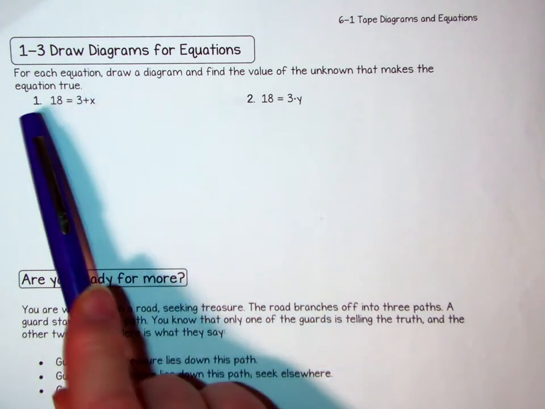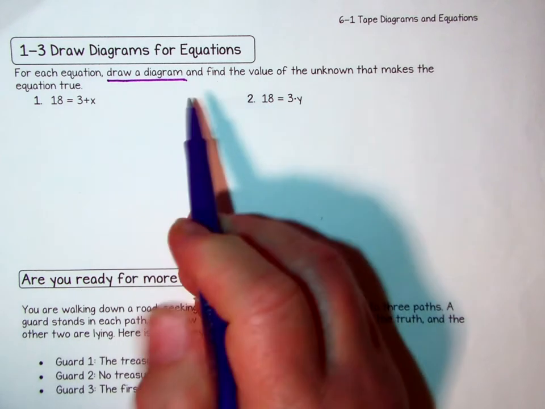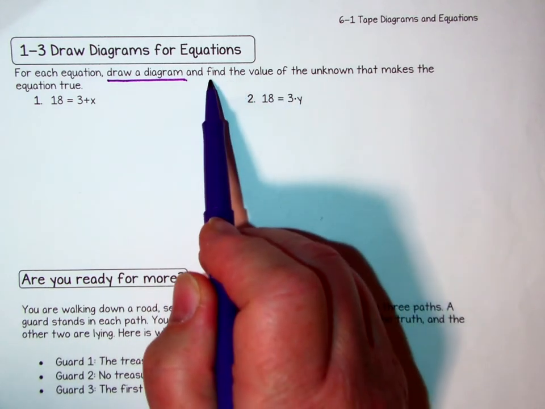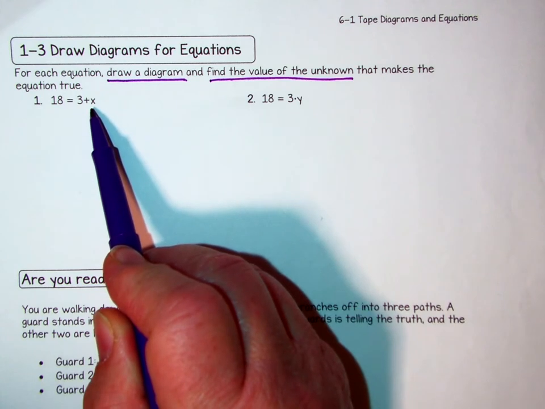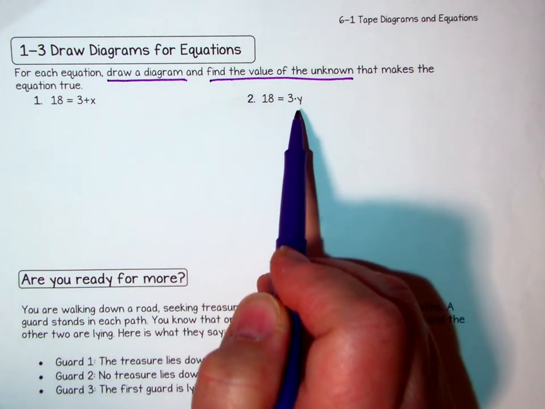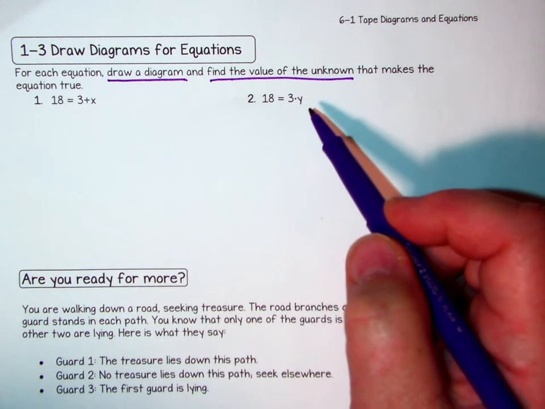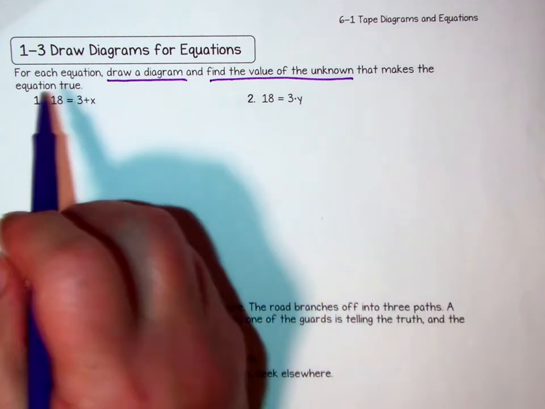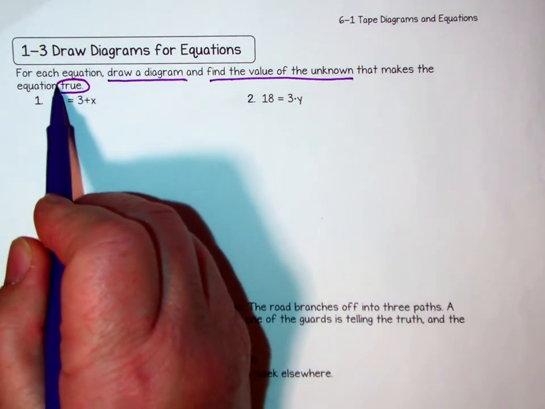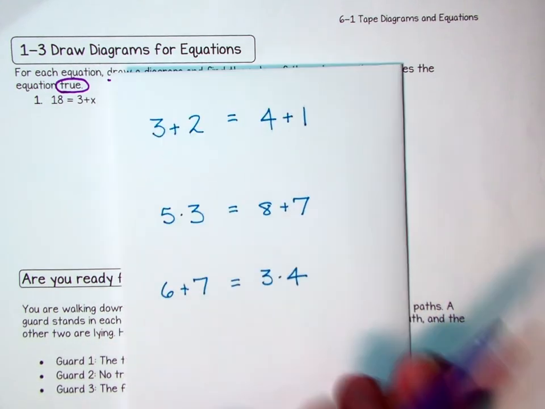The directions state, for each equation, draw a diagram. So we're going to draw a diagram and find the value of the unknown. So here, in each of these equations, we've got a variable, x in equation 1 and y in equation 2. So find the value of the unknown means we want to find what x and y represent. And then it says find the value of the unknown that makes the equation true. So before we go any further, I want to talk to you about what it means for an equation to be true.